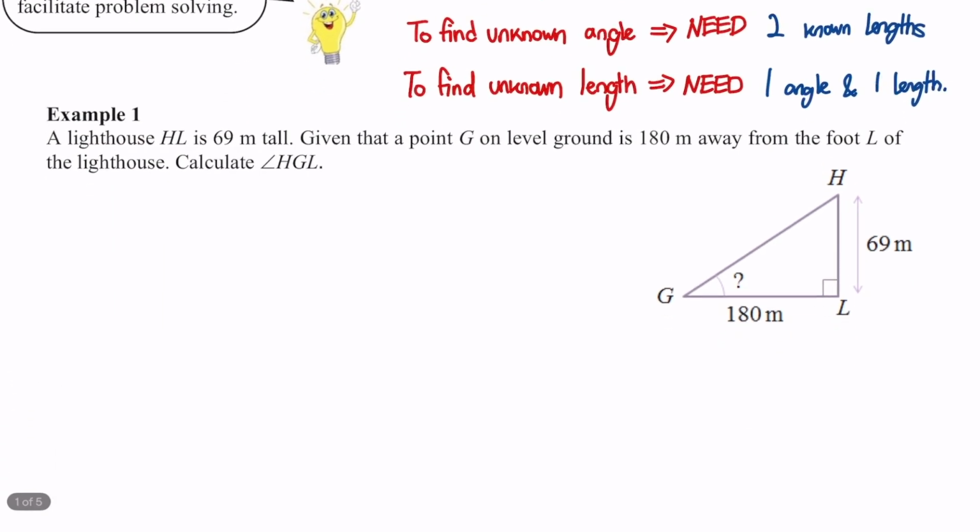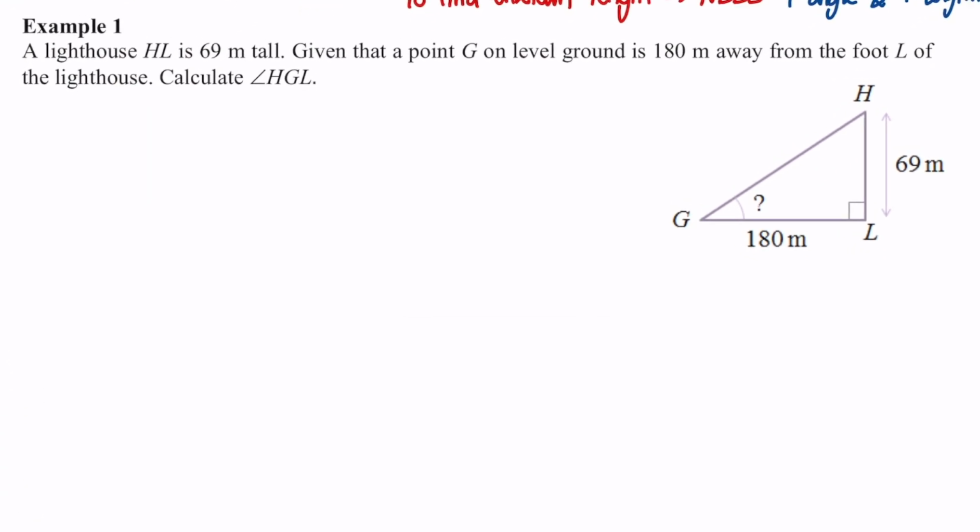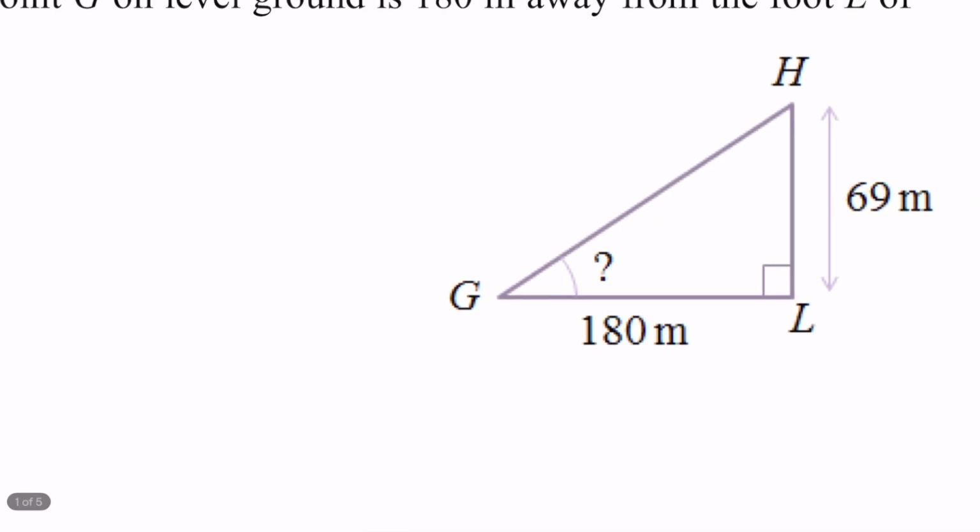Okay, let's look at example 1 now. Example 1, a lighthouse HL is 69 meters tall, and the point G is on the ground 180 meters away from the foot of L. If I draw a triangle, I can simplify to this right angle triangle over here. Therefore the question here is calculate angle HGL. If I were to highlight, angle HGL is this angle over here. How do I find this angle?